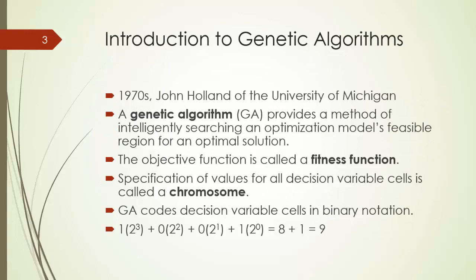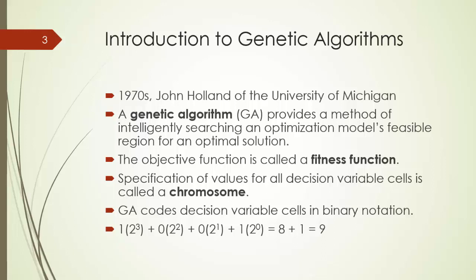In the early 1970s, John Holland of the University of Michigan realized that many features in the theory of natural evolution, such as survival of the fittest and mutation, could be used to help solve difficult optimization problems. Because his methods were based on behavior observed in nature, Holland coined the term genetic algorithm. Simply stated, a genetic algorithm, GA, provides a method of intelligently searching an optimization model's feasible region for an optimal solution.